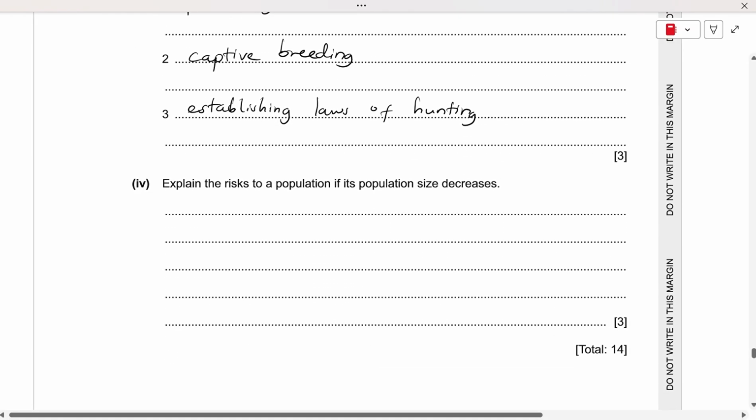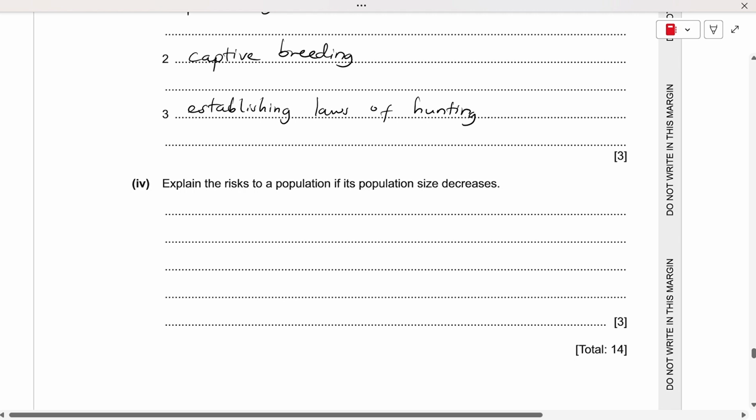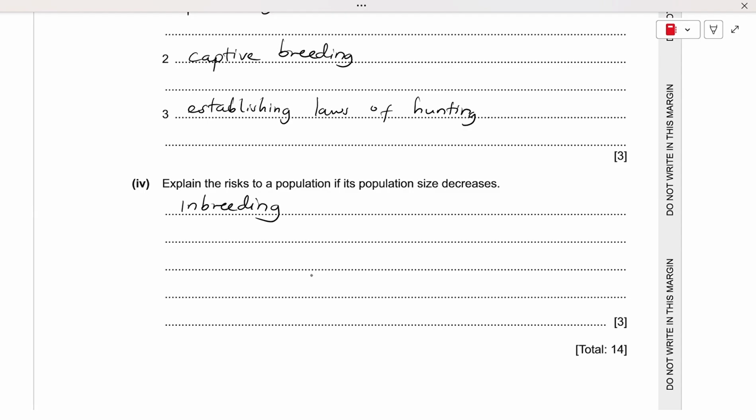Explain the risks to a population if its population size decreases. Now, what happens when a population size decreases? We will have something known as inbreeding, meaning that closely related species keep on breeding, so we will not have genetic variation due to crossbreeding. So one thing is inbreeding. This is one of the effects when the population decreases.